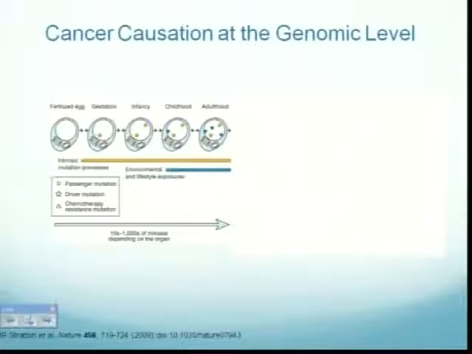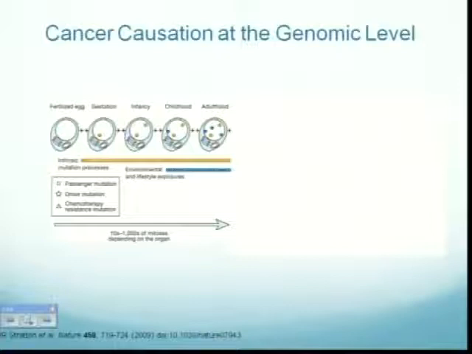So when we're going to talk about using RNA-seq in cancer research, we've got to obviously talk about cancer. And this is a great figure that was published in Nature a few years ago about how cancer is formed at the genomic level. So if you begin to imagine, we start off as a fertilized egg at the point of conception. Imagine when that first egg got fertilized, you formed a diploid genome.